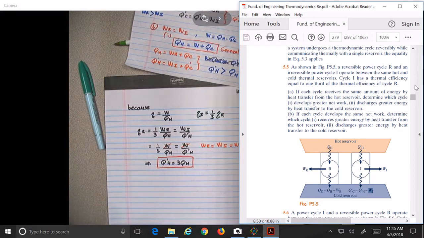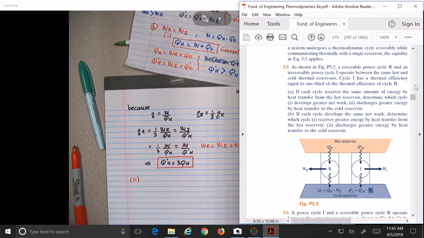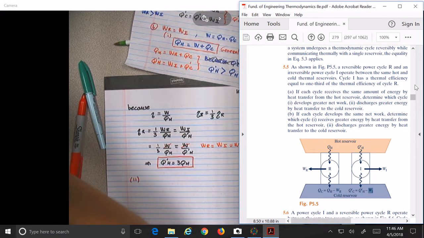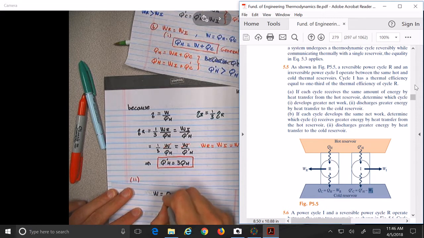Alright? So now, what is part B? Or part 2? Is that they want us to prove, what is it? Discharges greater energy by heat transfer to the cold reservoir. So, I guess here we can do, let me check over here first. I'm pretty sure it can be done that way, but let me try. We have this Q cold.